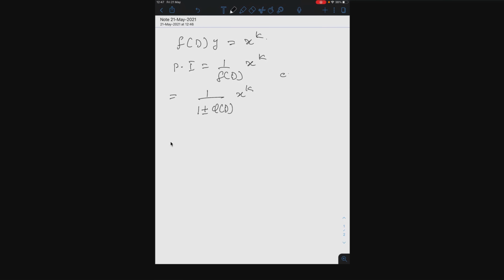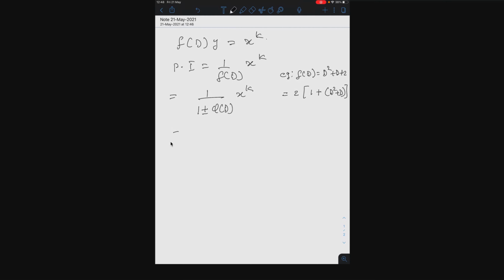from f of D. Suppose, for example, your f of D is D square plus D plus 2. Then what is the lowest degree term here? Tell me. 2. So you will take 2 common. So you will have 1 plus D square plus D. Can I write it? Yes, ma'am. So that is 1 plus, or you may have minus also. So what is phi of D now?